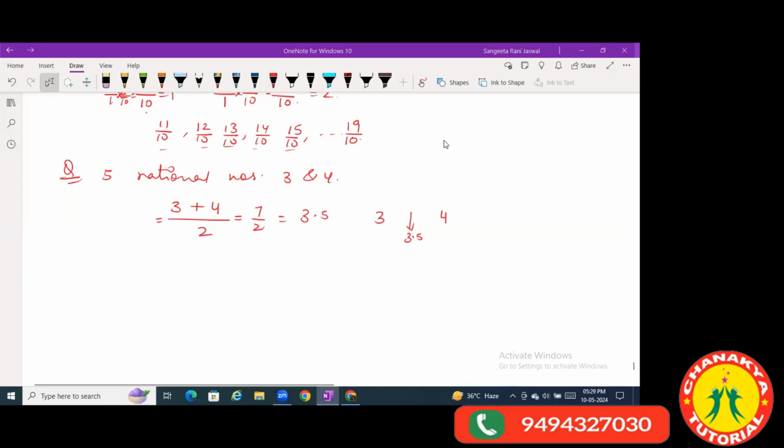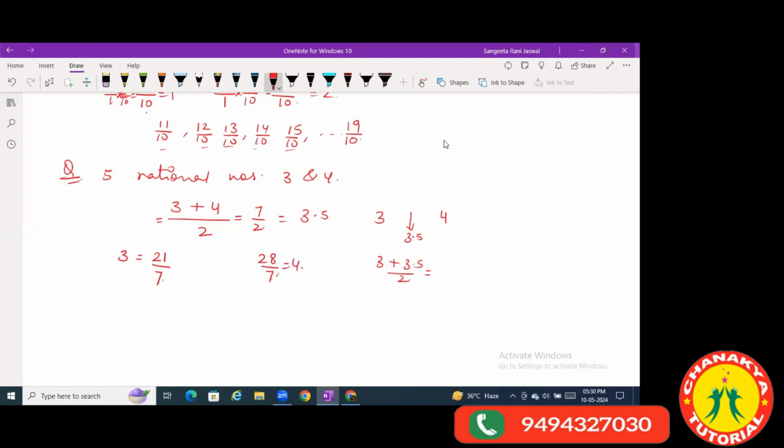Okay, one method is this way. You take the midpoint of this, then between 3 and 3.5 you again take the midpoint. That's how you keep getting several numbers, right? This is one way, but it's better if you do it the other way. See, 3 can also be written as 21 by 7. And 4 can be written as 28 by 7.